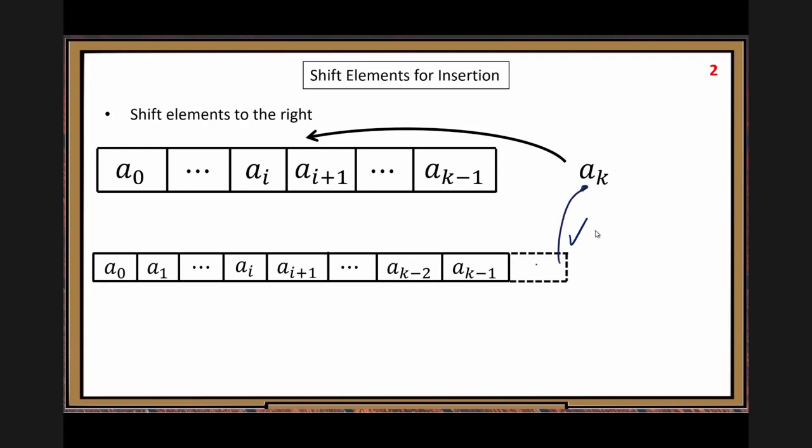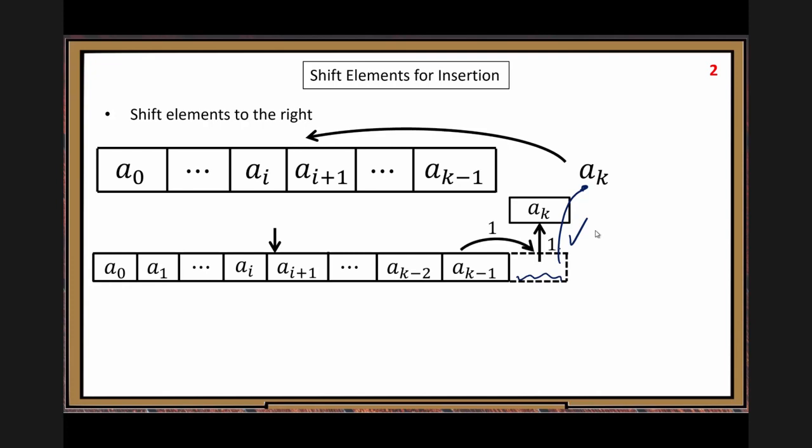Originally, AK is here, right? AK is in the last location. Now you lift it into a temporary location. AK, we want to move it to the right position, so we raise it and put it in a temporary location first. Then this room is empty. We can move another element into this empty room.